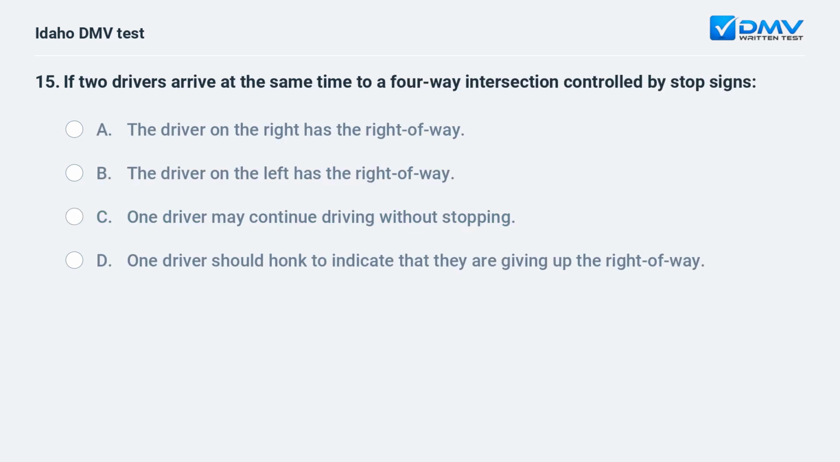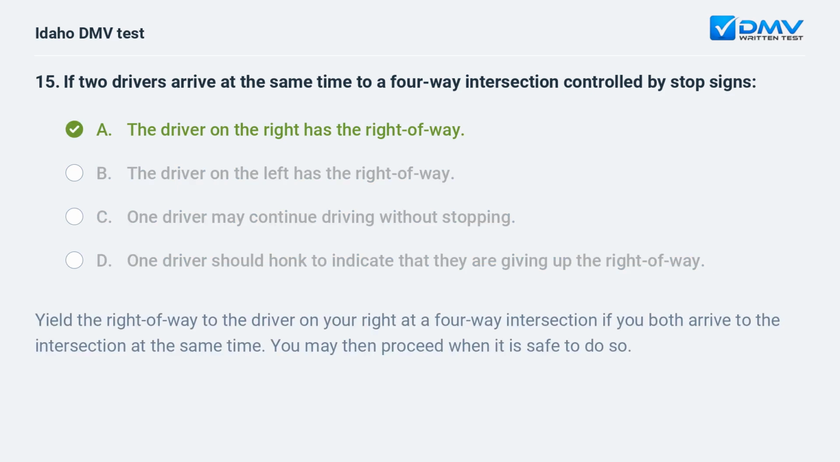If two drivers arrive at the same time to a four-way intersection controlled by stop signs. A. The driver on the right has the right of way. B. The driver on the left has the right of way. C. One driver may continue driving without stopping. D. One driver should honk to indicate that they are giving up the right of way. A. The driver on the right has the right of way.